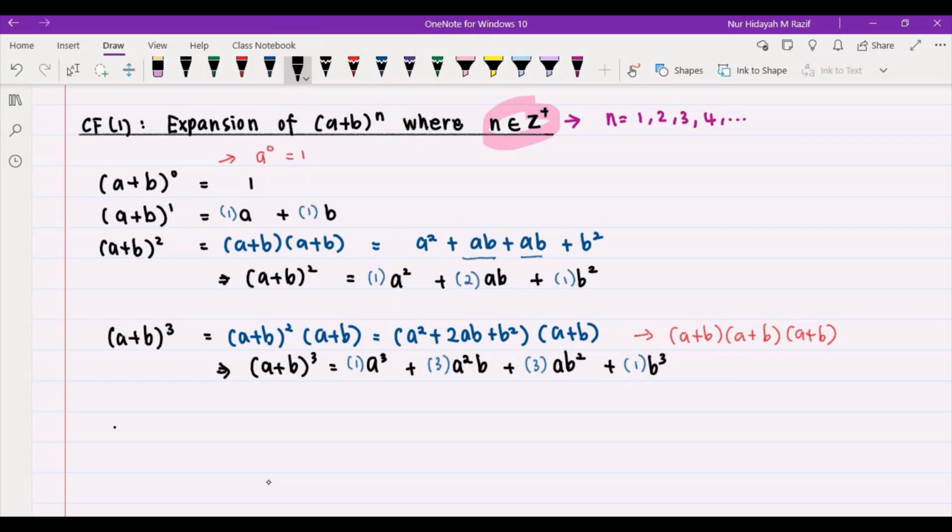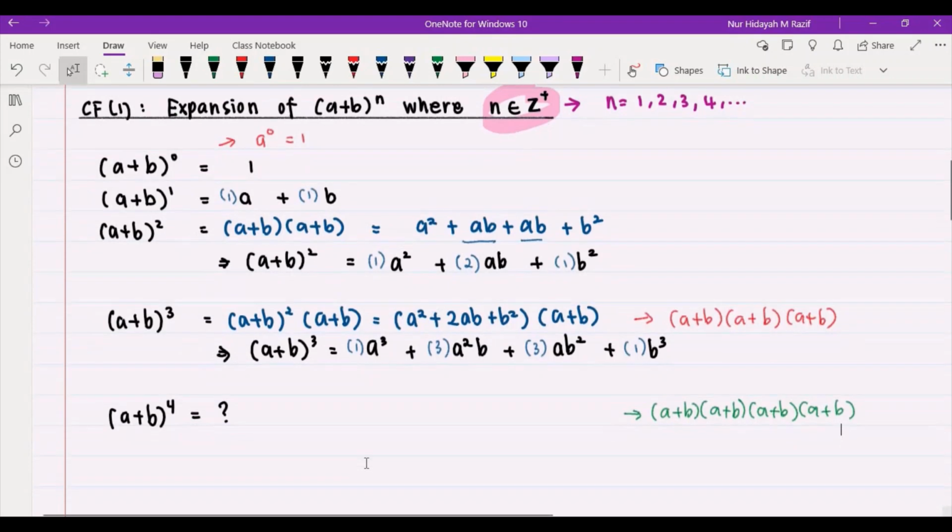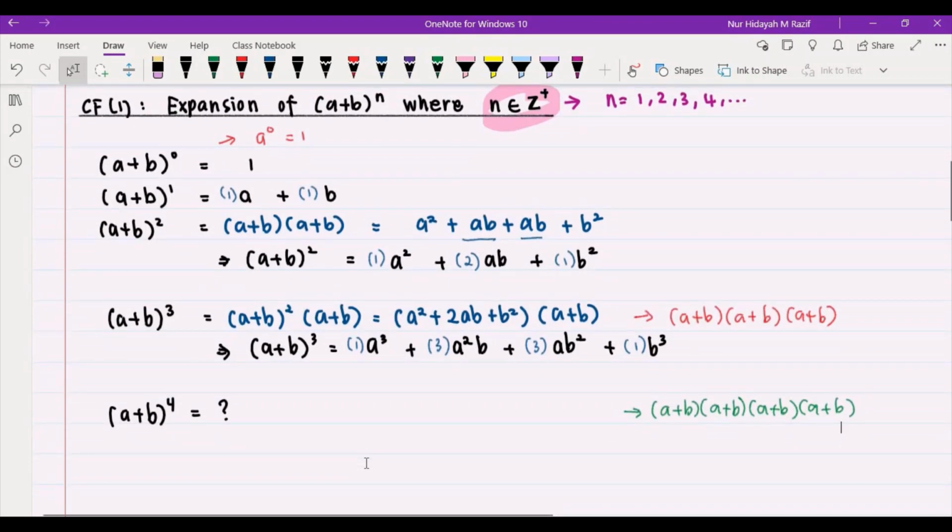Now let's take a look: what if I have (a + b) raised to the power of 4? Do I need to expand manually like just now for the power of 1, 2, and 3? The answer is no, you don't need to do that, because in this case, when you expand one by one, what you have here is (a + b) times (a + b) times (a + b) times (a + b), 4 times of (a + b). So it's going to be quite long for the workings.